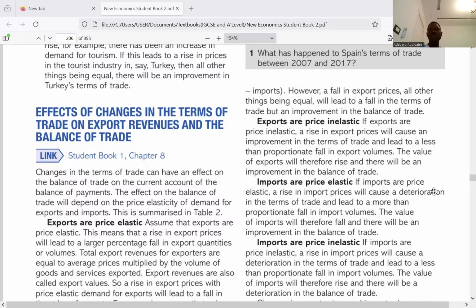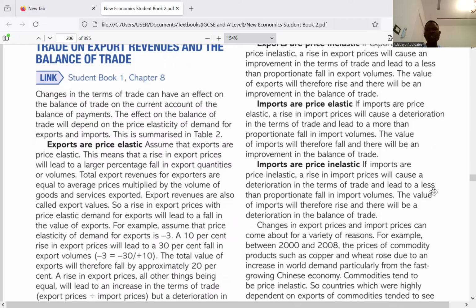So go to imports. It says imports are price elastic. If imports are price elastic, a rise in import prices will cause a deterioration in the terms of trade and lead to a more than proportional fall in import volumes. The value of imports will therefore fall and there will be an improvement in the balance of trade.